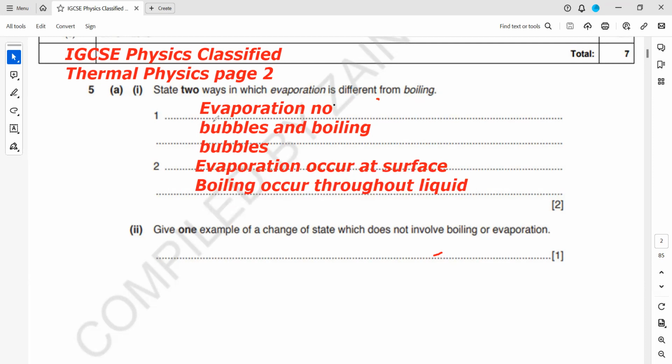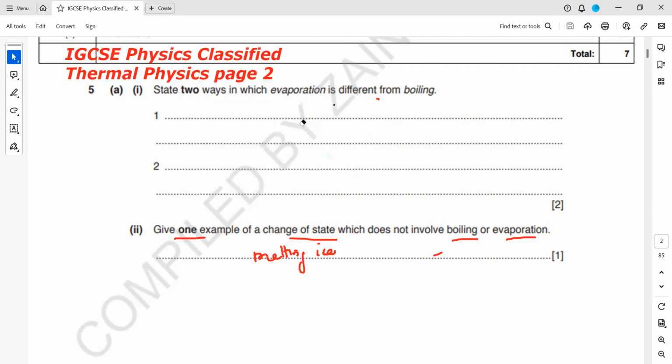Then give one example of a change of state which does not involve boiling or evaporation. Like when a substance is changing state, but that does not involve boiling or evaporation. So what example? You can say melting of ice. When the ice is melting, it's not boiling or evaporation, but it is changing state. Or you can also say freezing of water.